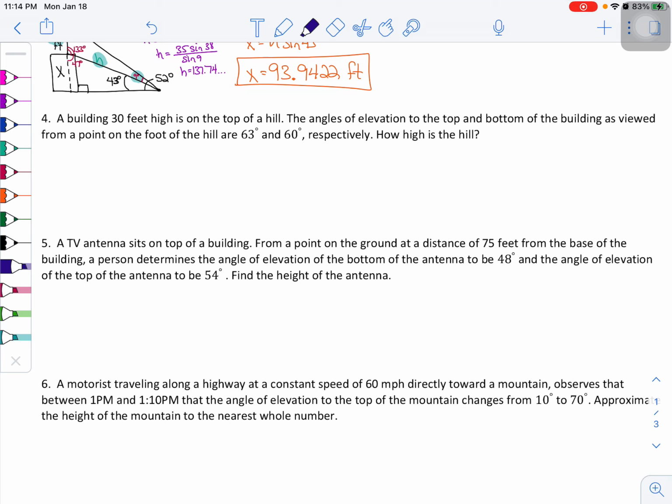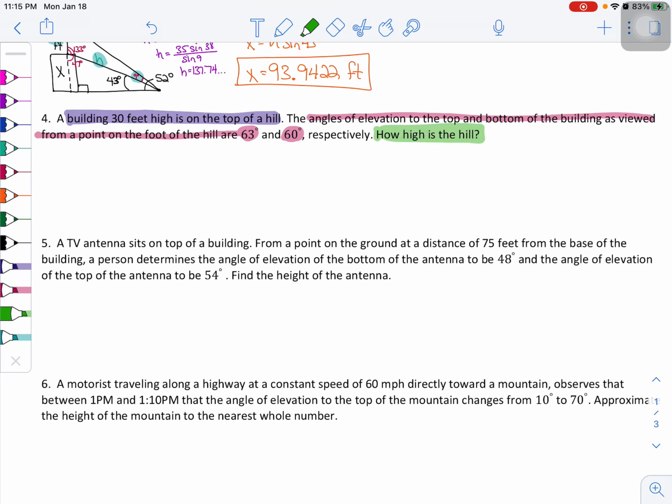All right, so a building 30 feet high is on top of a hill. The angles of elevation to the top and bottom of the building as viewed from a point on the foot of the hill are 63 degrees and 60 degrees respectively. How high is the hill?